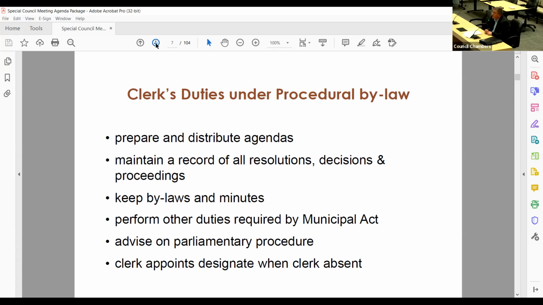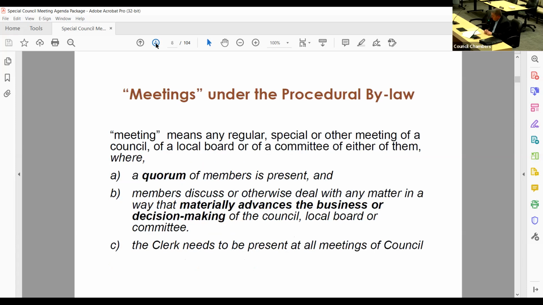Next slide, please. So meetings: any regular, special, or other meeting of council where a quorum of the members is present, and the members discuss or otherwise deal with any matter in a way that advances the business or decision-making of the town. And an important note, the last note there: under the Municipal Act, the clerk or the clerk's designate needs to be present at all proceedings of council. Next slide, please.